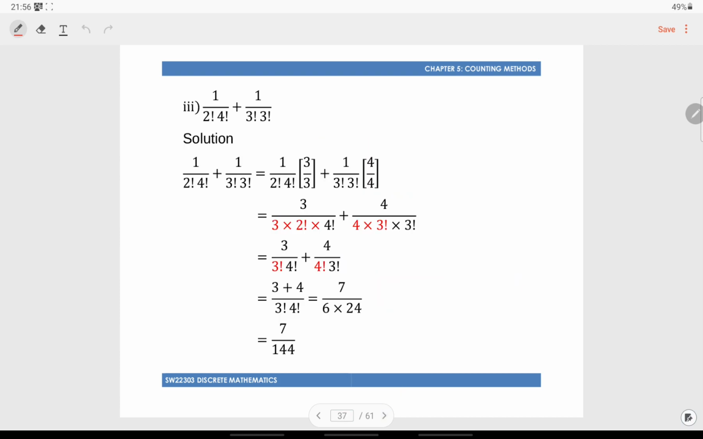Next is addition of two fractions. We have 1 over 2 factorial 4 factorial plus 1 over 3 factorial 3 factorial. All right.